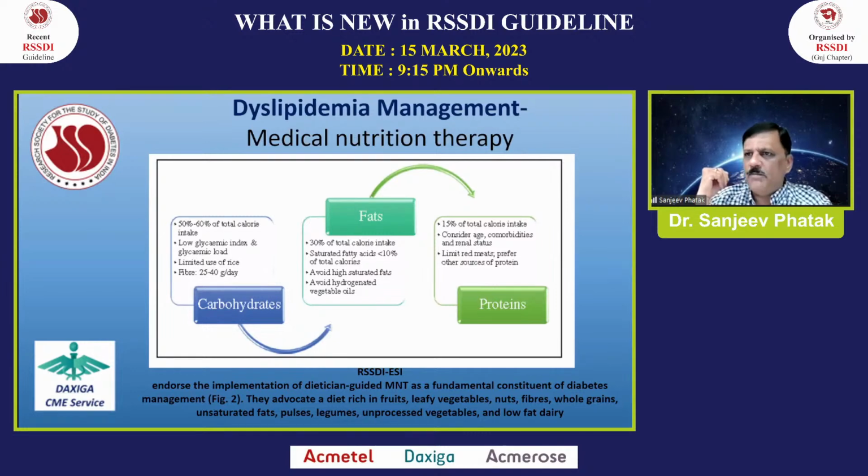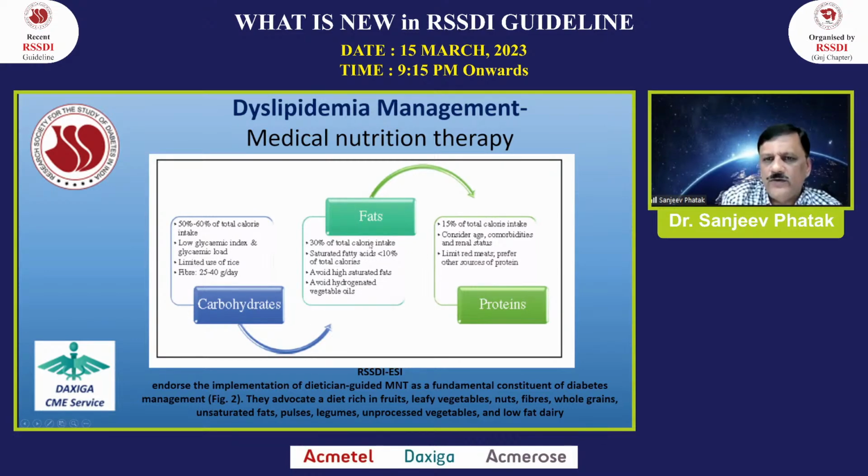Medical nutrition therapy also plays an important role, like it plays a role in diabetes and hypertension management. Carbohydrates need to be restricted, especially in patients with obesity and in patients with hypertriglyceridemia. Fats, not more than 30%, saturated less than 10%. A high amount of monounsaturated fat should be given.